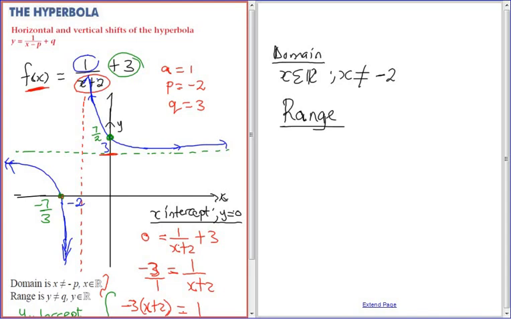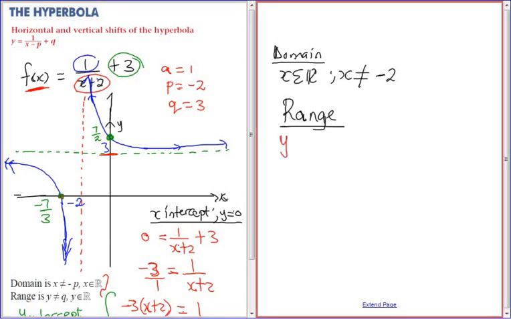So that will actually be our discontinuous part, so we have to just say y is an element of real numbers, and we emphasize that y should not be equal to 3. 3, right? 3, yes.